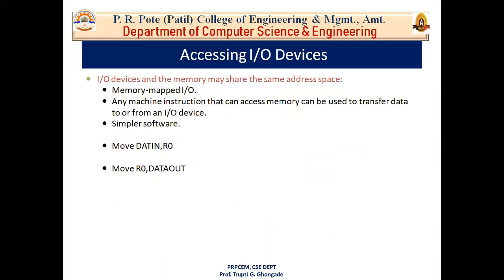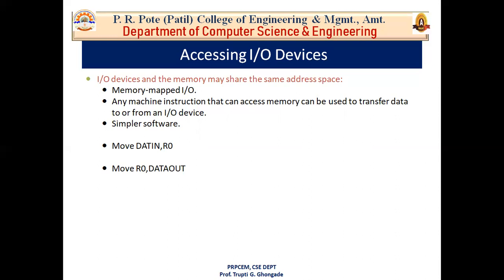Now, with memory mapped IO, any machine instruction that can access memory can be used to transfer data to or from an IO device. For example, suppose data in is the address of the input buffer associated with the keyboard. When you press keys on your keyboard, data in is the buffer register associated with it. Whenever you press a key, that particular character is stored in your buffer register, that is data in. Now we know how data in and data out work.